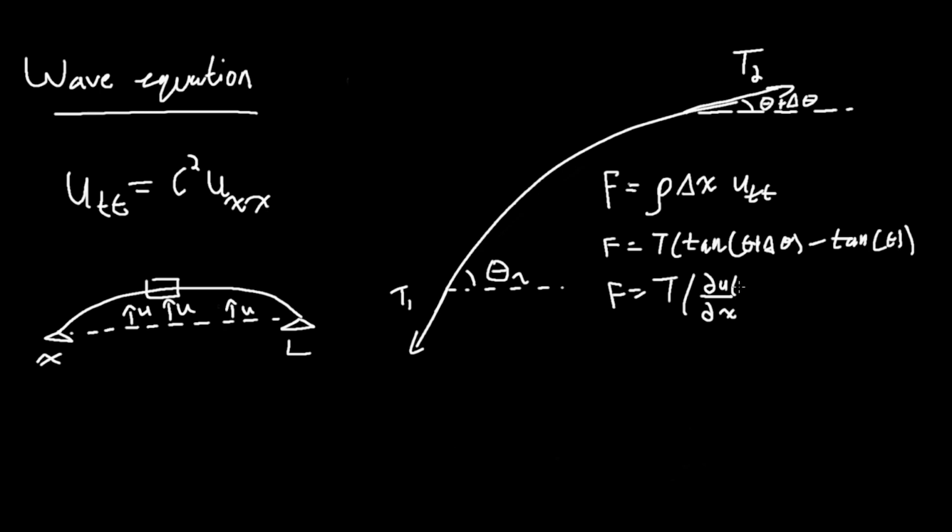of u of x plus delta x comma t, minus u of x comma t, that's a theta, over delta x.